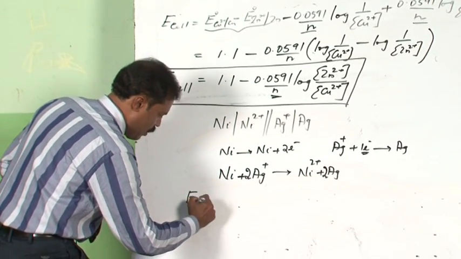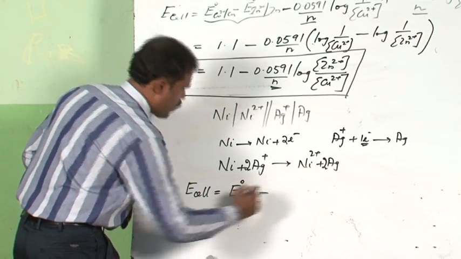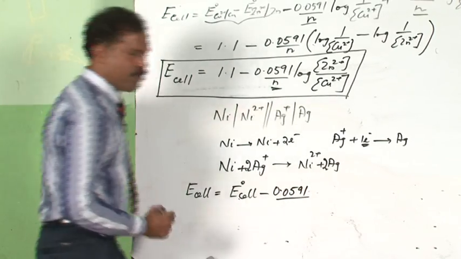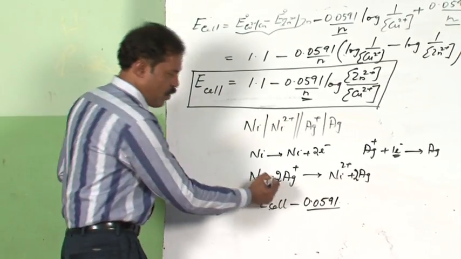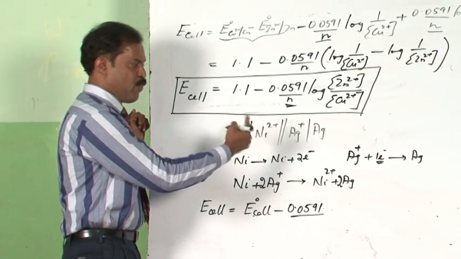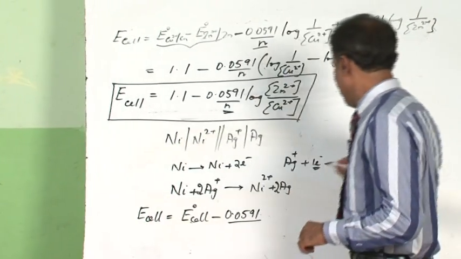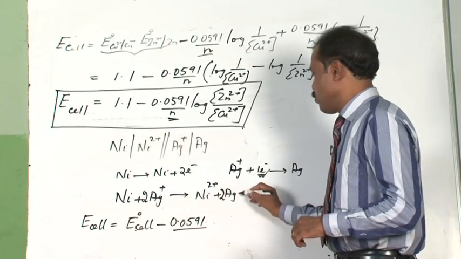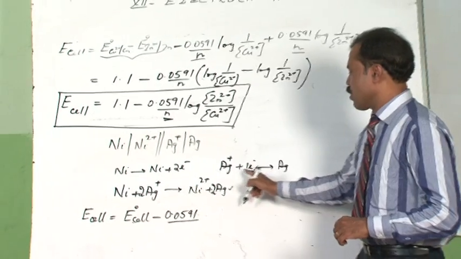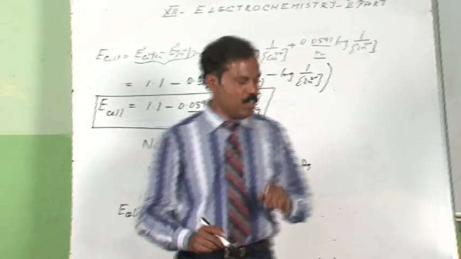E of cell would be E0 of cell minus 0.0591 divided by. Now what you do, number of electrons involved here is 2. But if you look at the half reactions, in the case of silver, it comes to be just 1 electron. In the case of nickel, it comes to be 2 electrons. So when you multiply this with the 2, it becomes 2 electrons. So what we made is, number of electrons is made same. So we can substitute this 2 here.